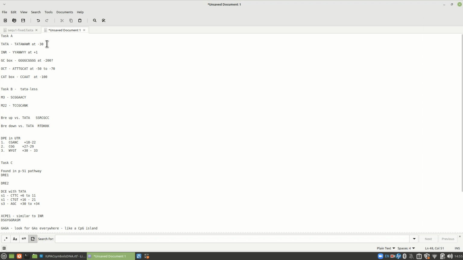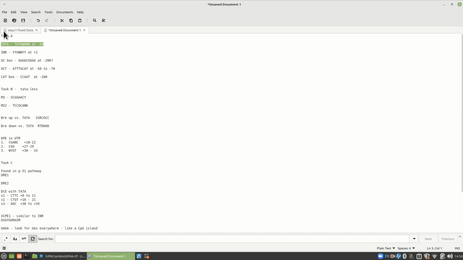So for task A, I'm going to help you find the TATA. Now, the people in task A are going to be looking for the core promoters. In other words, the core pieces that control transcription and allow it to operate. So there's going to be a TATA box, an INR, which everybody will find an INR. For one thing, it'll tell you where your transcription start site is. You may have more than one INR. You have a GC box, an OCT, and a CAT box.